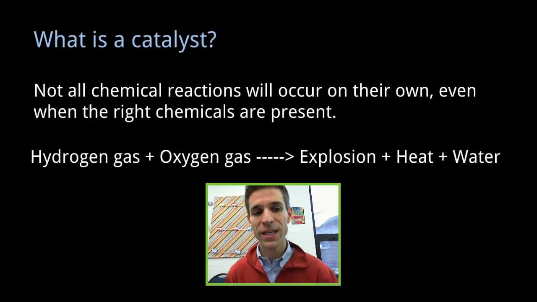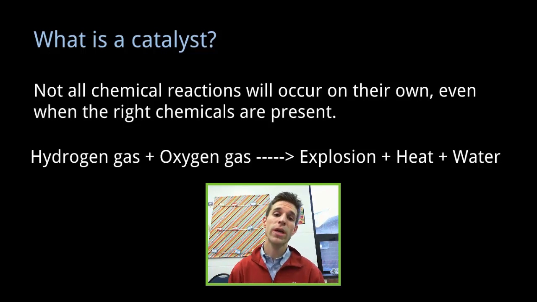So the idea here with a catalyst is that not all chemical reactions will occur on their own, even when the right chemicals are present. So even when the right chemicals are present inside a cell and a chemical reaction needs to happen, that chemical reaction may not proceed spontaneously. It needs some help. It needs a catalyst.